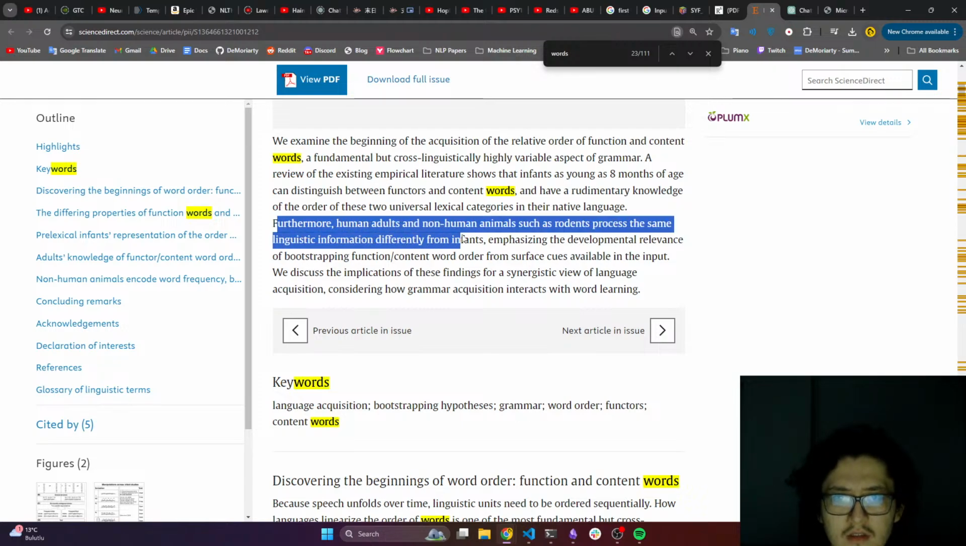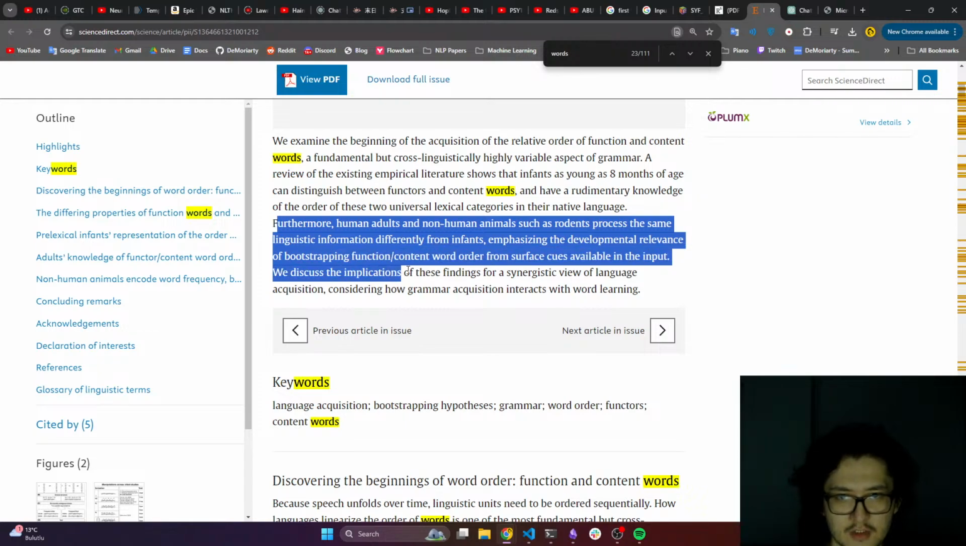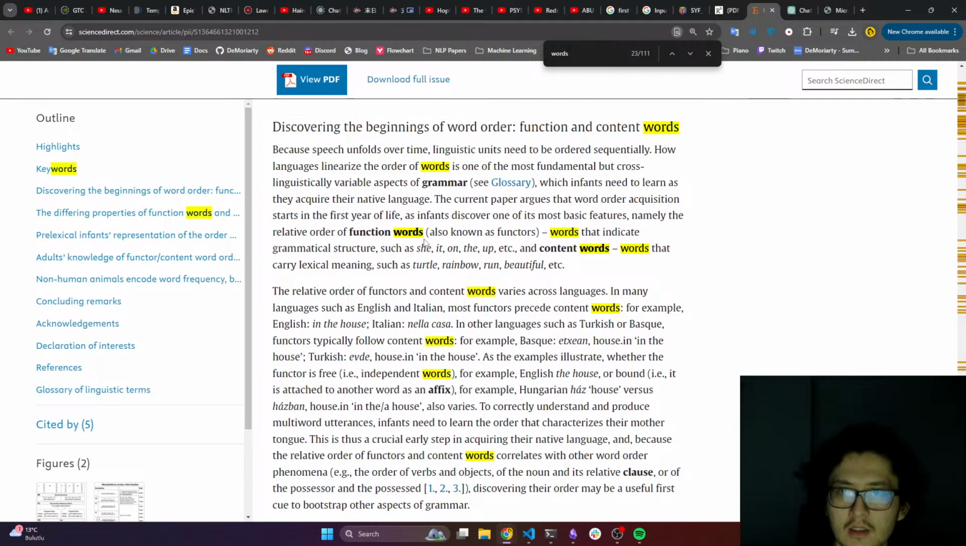Furthermore, human adults and non-human animals such as rodents process the same linguistic information differently from infants, emphasizing the developmental relevance of bootstrapping function and content word order from surface cues available in the input. Discovering the beginning of word order, function, and content.